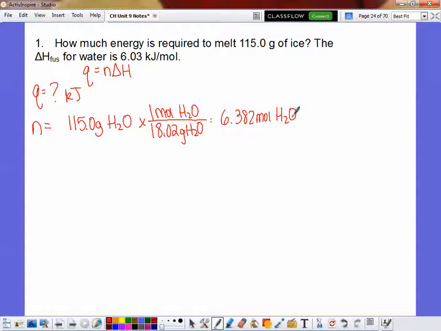All right, and then delta H. This is delta H fusion. Why is it fusion? Because it's melting. And that is given in the problem, 6.03 kilojoules per mole. Okay? So now we're just going to plug into the formula.